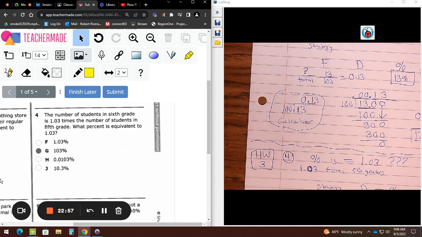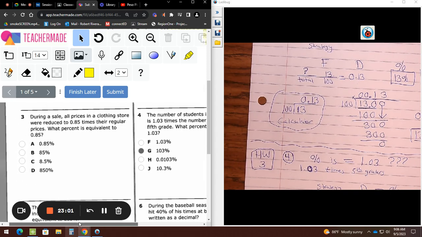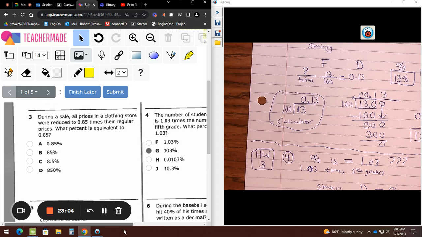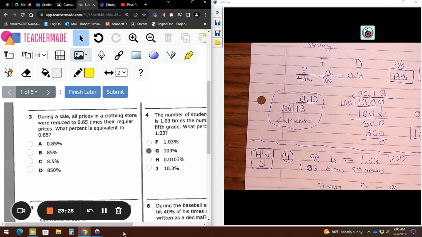Questions with number 4? Let me read number 3 so you can know what number 3 is about. And right when I'm reading this for you, pause and do the work at home, right? During a sale, all prices in a clothing store were reduced 0.85 times the regular price. What percent is equivalent to 0.85? Is it the same type of question? Yes. So the way I did number 4, you're going to go home and do number 3 by yourself.